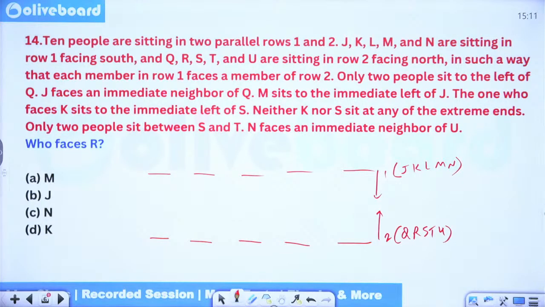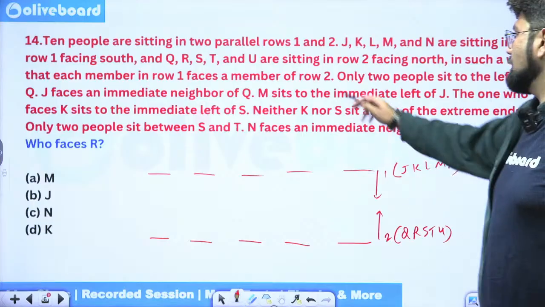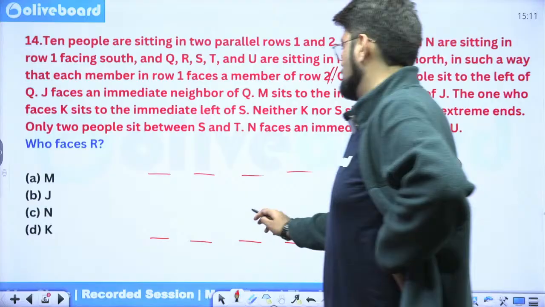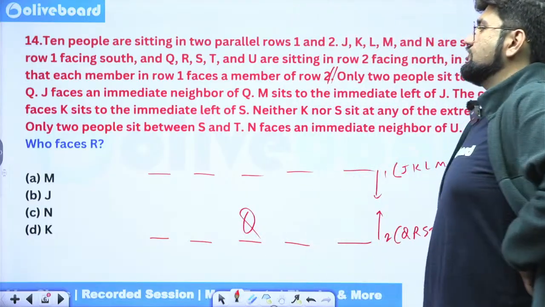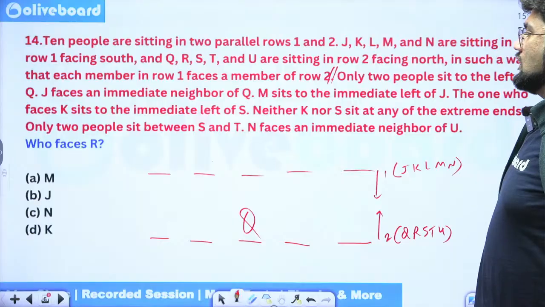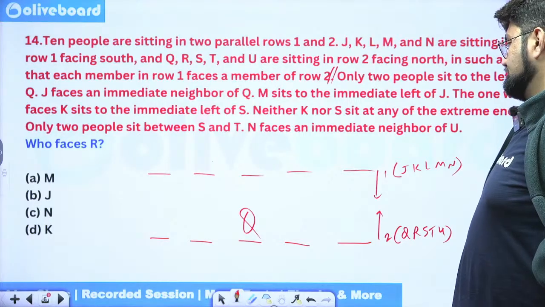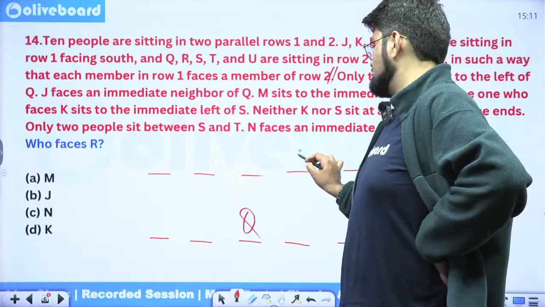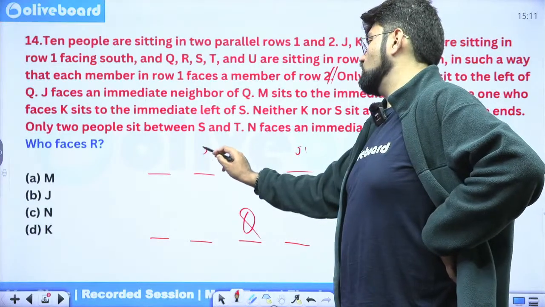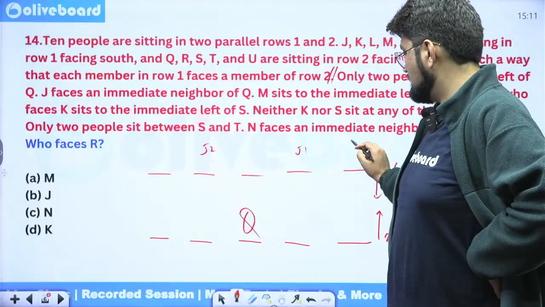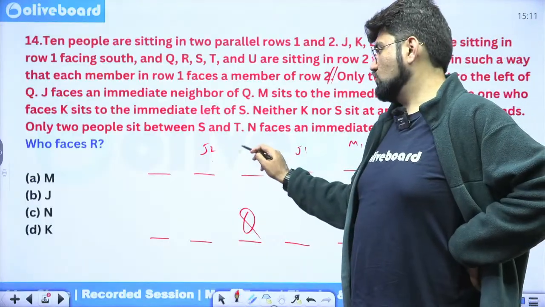Now, only 2 people sit to the left of Q. So Q is sitting here. J faces an immediate neighbor of Q. So J is either here or here. M sits to the immediate left of J. Now again we'll do that. We'll say this is J1, this is J2. M sits immediate left of J. So if this is J1, this is M1, this is J2, this is M2.